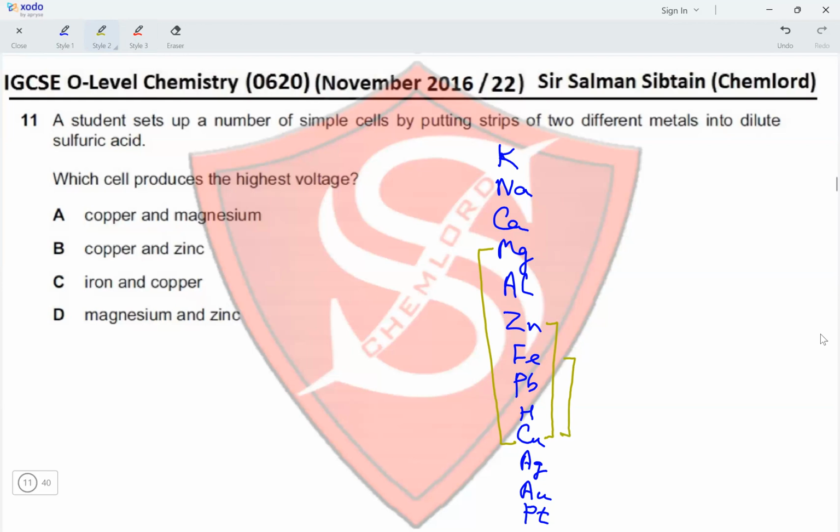And the last one, magnesium and zinc. Magnesium and zinc also has a very small difference compared to all the others. Therefore, the largest difference is the difference between magnesium and copper, which makes option A the correct option for this question.